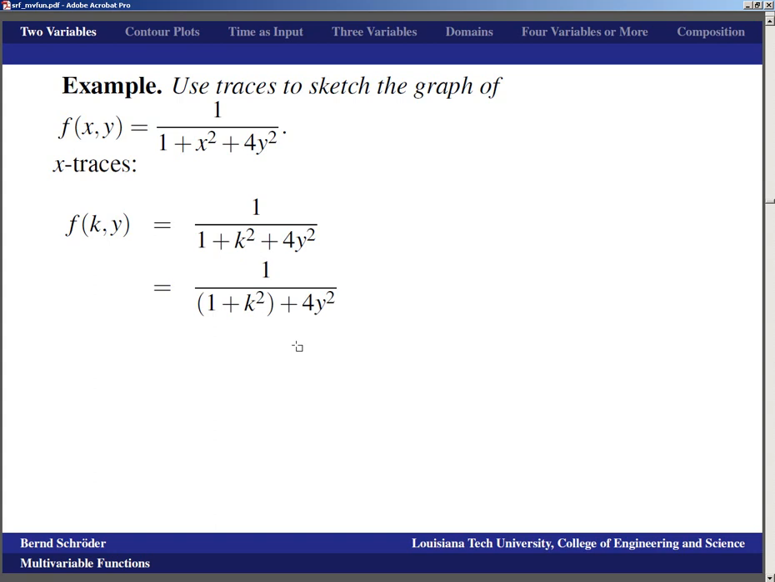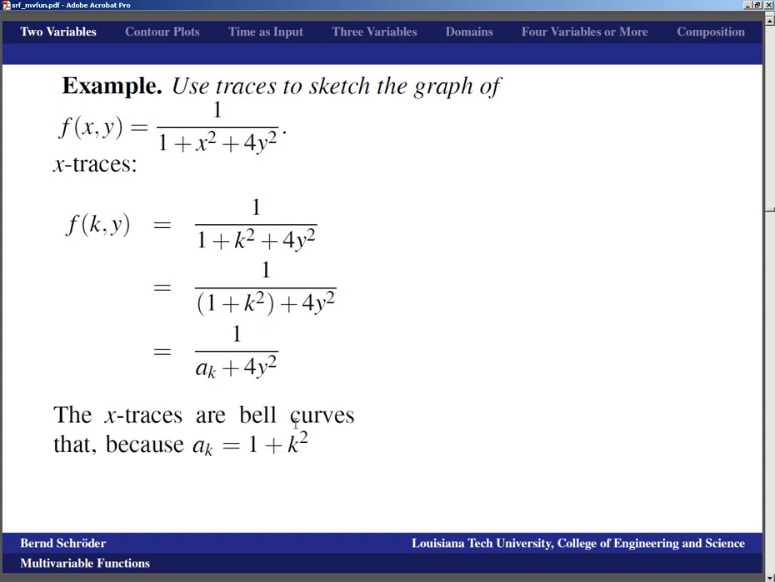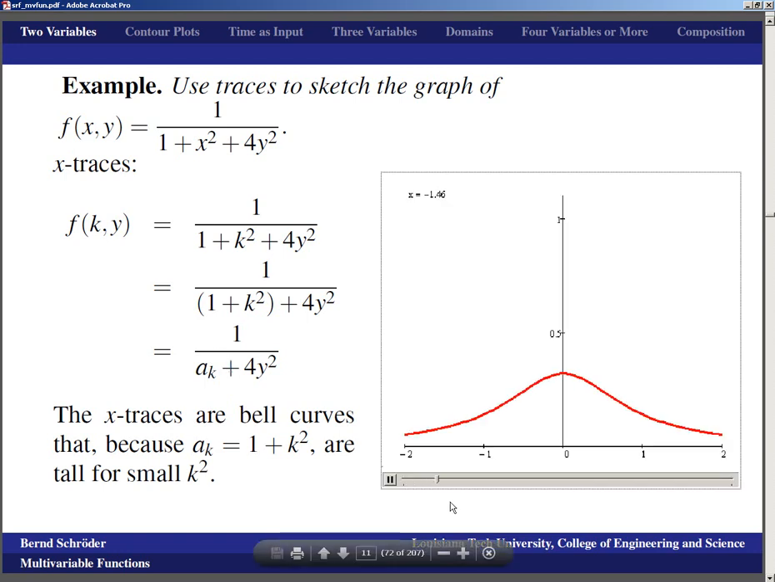But we know what 1 over 1 plus y squared looks like. That's some sort of a bell curve. The 4 squeezes that bell curve together a little bit, and the 1 plus k squared then just governs the height of that bell curve a bit. And so this is 1 over a(k) plus 4y squared, which are those bell curves, because a(k) is 1 plus k squared, those things are tall for small k squared, because when k squared is small, we get a 1 here, whereas when k squared gets larger, we get a larger number here, which flattens out the curve. So overall, these x traces look like this.